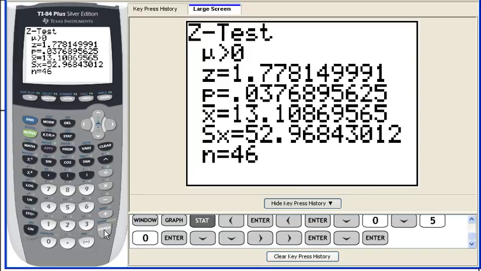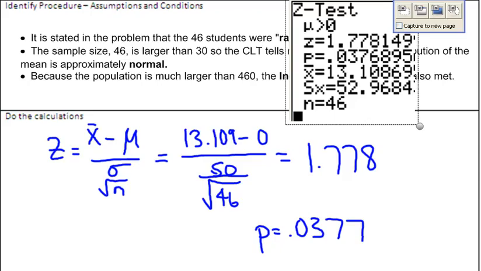So I'm going to calculate first, and this should give me all the data I need to write in the calculation section. When I hit enter, notice it gives me the x bar and standard deviation for the sample. That's not what I'm going to use because I'm doing z procedures. It also gives me the z-statistic and the p-value. So I get a z-statistic of 1.778 and a p-value of 0.0377. It means I would expect an x bar, a sample average, this high or higher only 3.7% of the time if the null hypothesis is true. So if scores are the same, if they don't really go up, I'd get a result this high only 3.7% of the time.